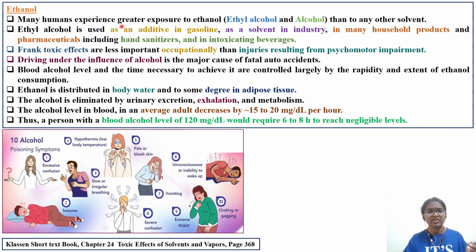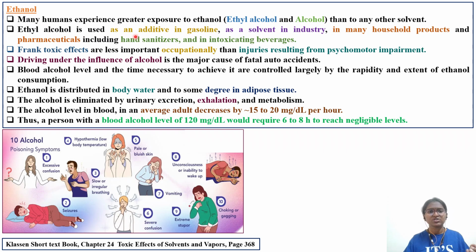Many humans will experience greater exposure to alcohol, ethanol you can say, than to any other solvents. If you look into chapter 24, under alcohols you have ethanol, that is ethyl alcohol, then methanol, then isopropyl alcohol. These three alcohols are discussed in this chapter. This video will be restricted to ethanol.